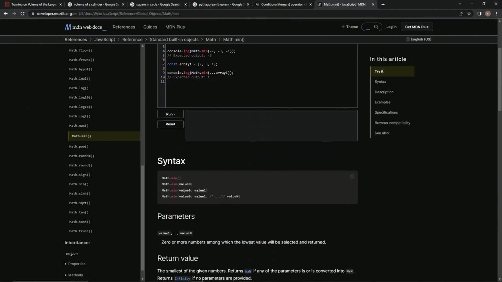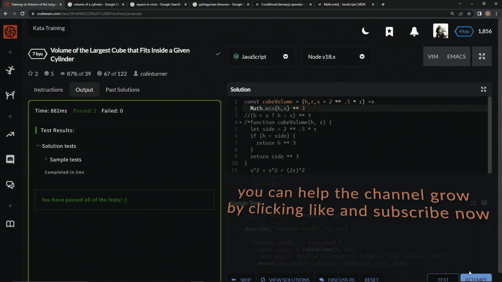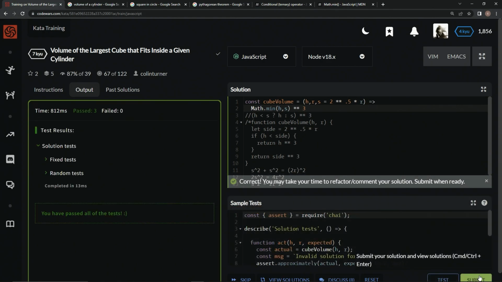We say Math.min value 1, comma, value 2, and we check it, and one of those is going to be the smaller. So we say Math.min h, comma, s, times 3. Now look at that. 2 spaces we saved. If this works, let's see. And it did. And attempt it. Look at that. And submit it.